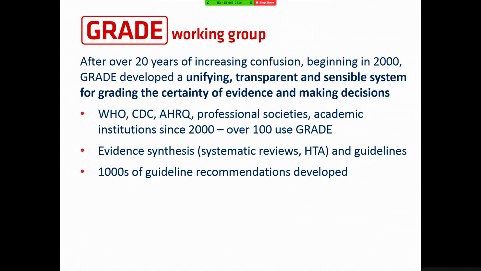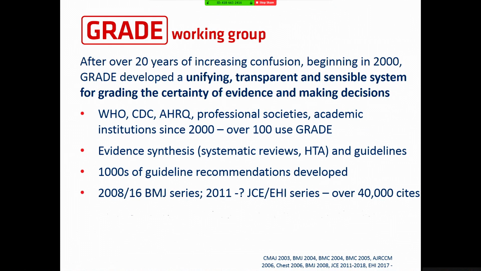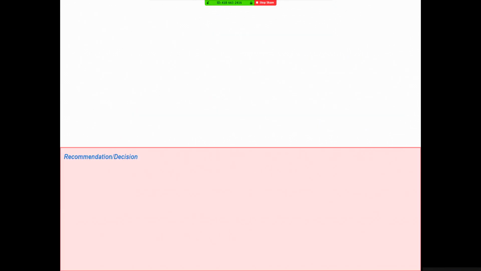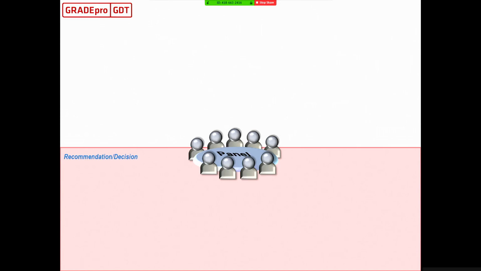That doesn't mean that it answers all the fine questions or the details that may be necessary for an opioid guideline, but the guiding principles and the operationalization of the approach is there. We have over 40,000 citations to our work. There's a detailed handbook that is consistent with the IOM standards, and there's an IT application. And basically, this framework works as follows. There's a group, a panel typically, that is interested in making a recommendation or a decision, and it starts with developing a healthcare question, and a lot of questions were discussed during the day by the many experts who are here. We typically use the population, intervention, comparator, and outcomes framework.